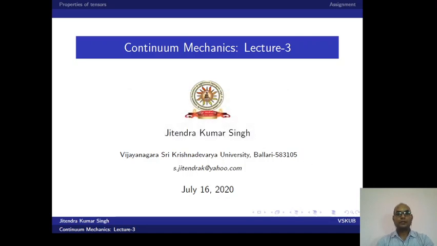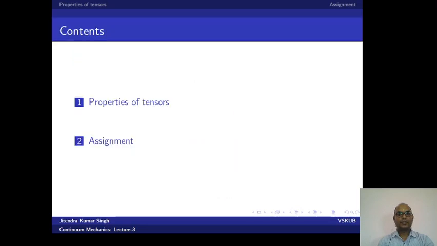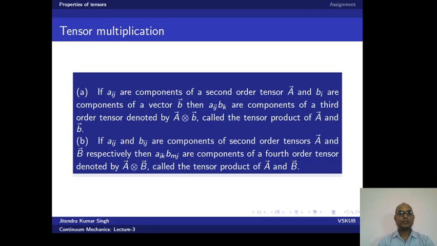Welcome to you all in this third lecture of continuum mechanics. In this lecture, we shall discuss some more properties of tensors. So let us start. The first property we are going to discuss in this lecture is tensor multiplication.